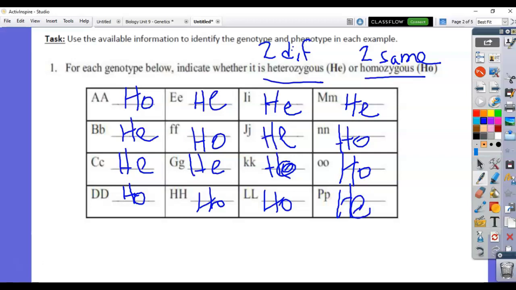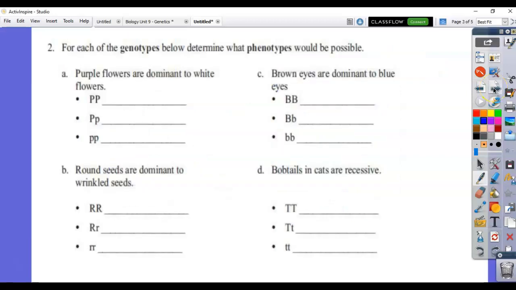All right. So now that we've done that, we're going to move on to the next part. It says for each of the genotypes, determine what the phenotypes would be possible. So phenotype means the physical appearance. So what are the physical appearances that we could have? Okay, so it says purple flowers are dominant to white flowers. So the capital letter P is going to be what color? So if purple's dominant, that means big P is purple, little p is white, right?